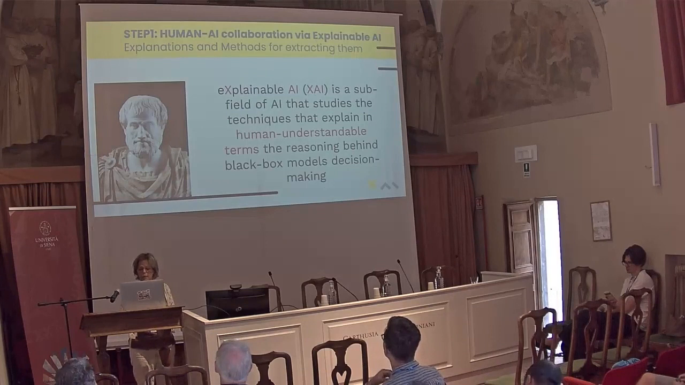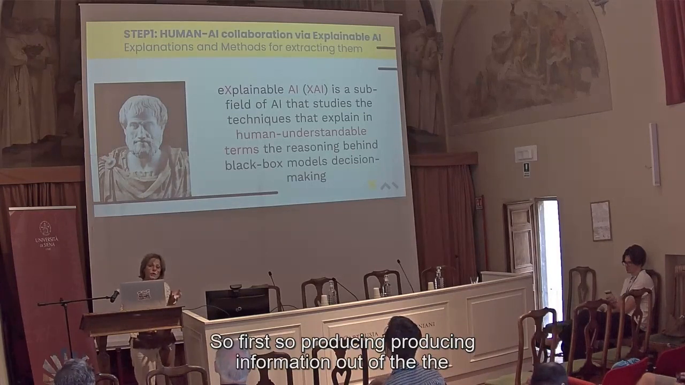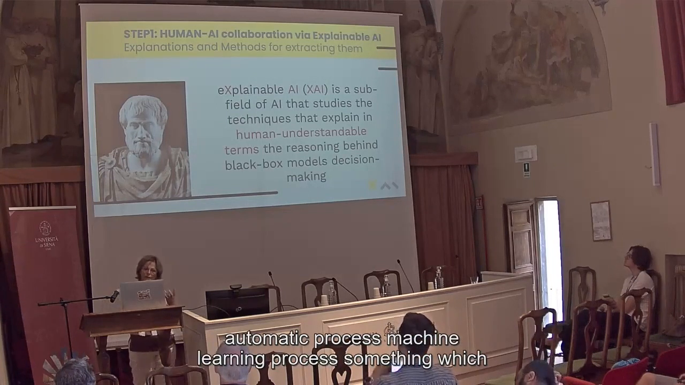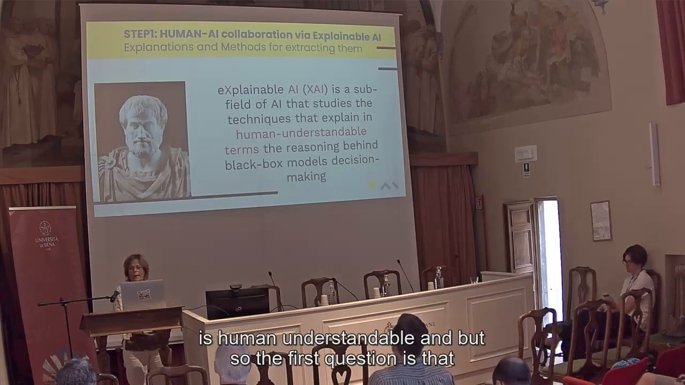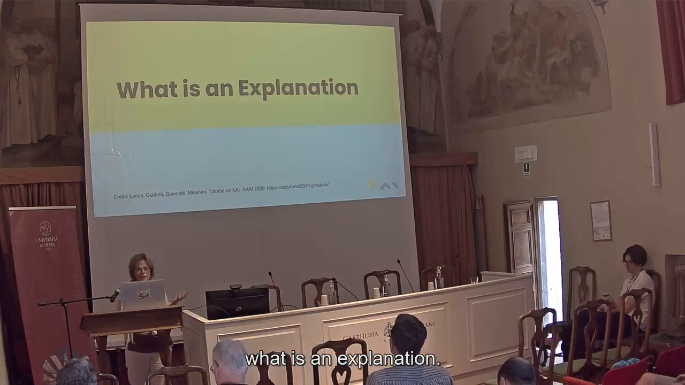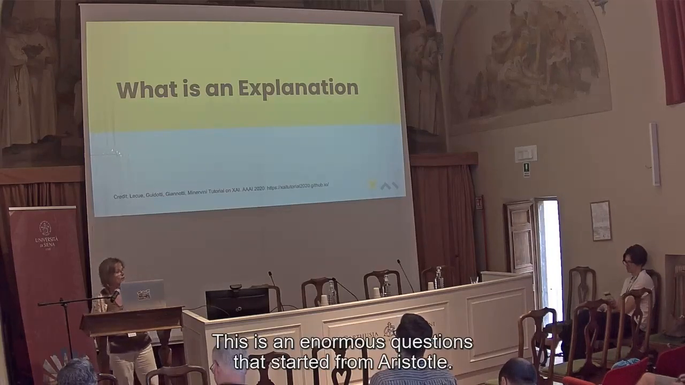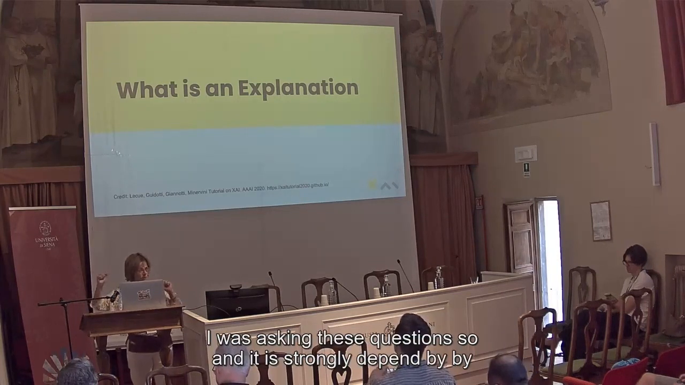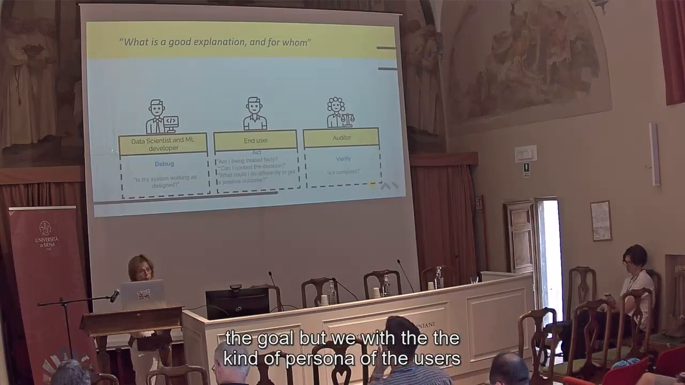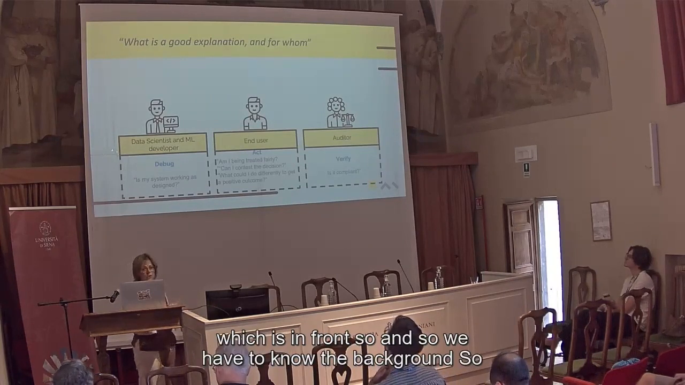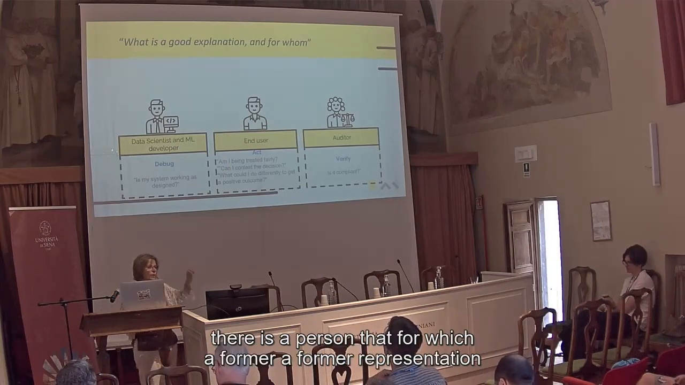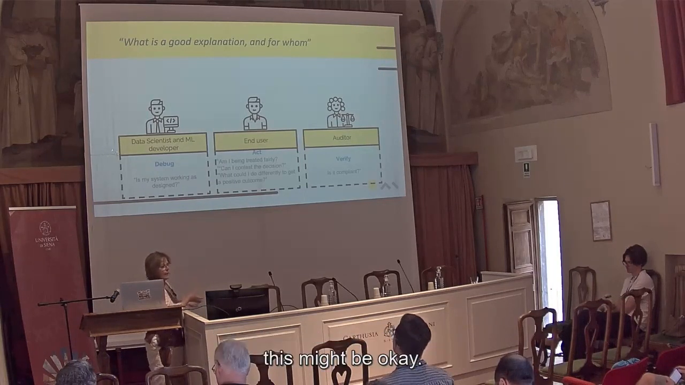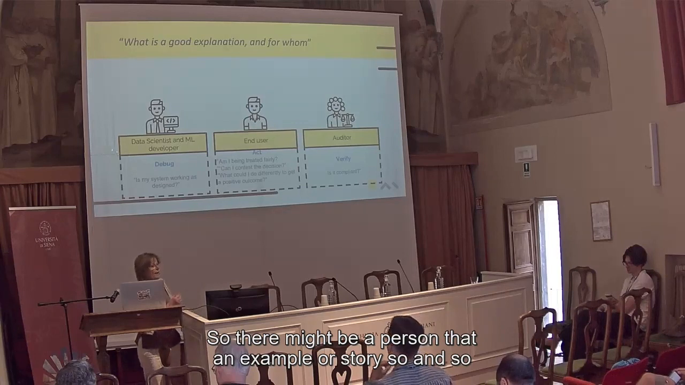So now, challenge one: open the black box. First, producing information out of the automatic machine learning process which is human understandable. The first question is, what is an explanation? This is an enormous question that started with Aristotle asking these questions. It strongly depends on the goal, and on who is the kind of persona of the user in front. So we have to know the background. There is a person for whom a formal representation might be okay, and there might be a person for whom an example or a story is better.